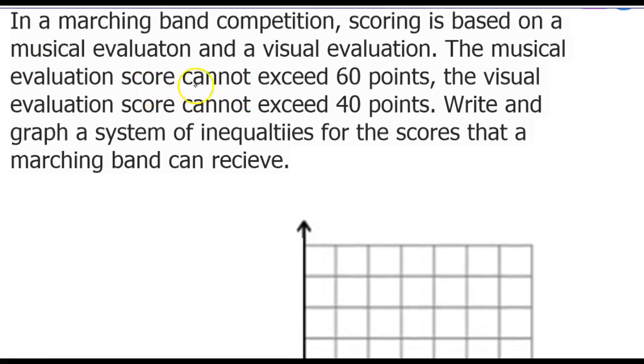Well, if we say that our musical evaluation is X and our visual evaluation is Y, we know that our musical evaluation X has to be less than or equal to 60. It cannot exceed that 60. The visual, our Y, cannot exceed 40, so it has to be less than or equal to 40.